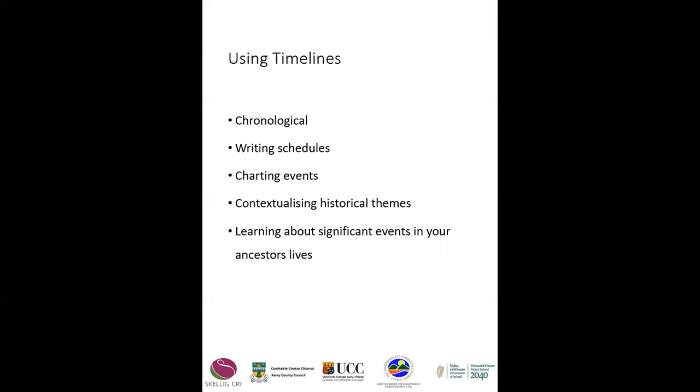Learning about the significant events in our ancestors' lives is key to drawing up a successful family tree. Taking the time to look at a chronological timeline can really make sure that we understand the differences in travel for our ancestors, pre-famine and post-famine. And we understand the differences of what is going on.